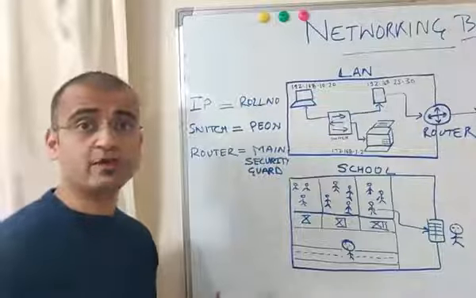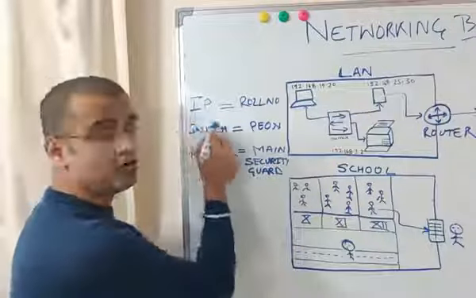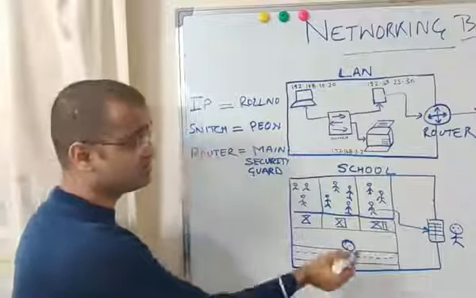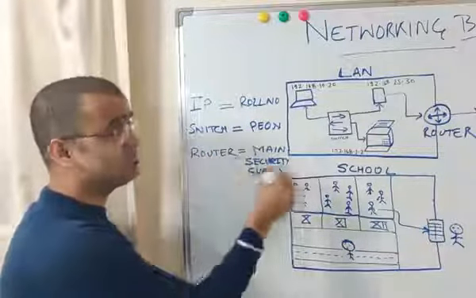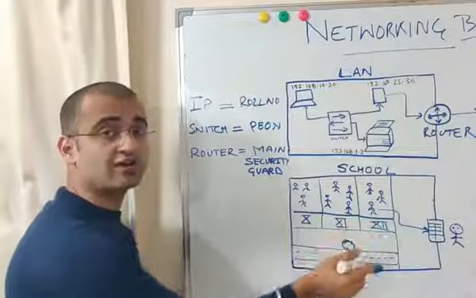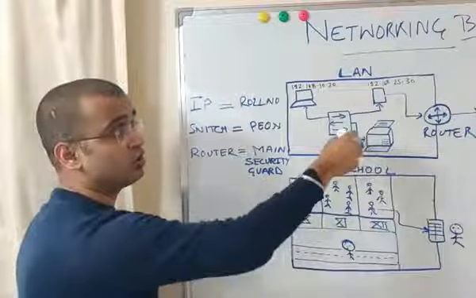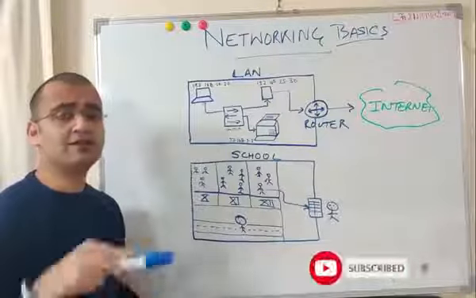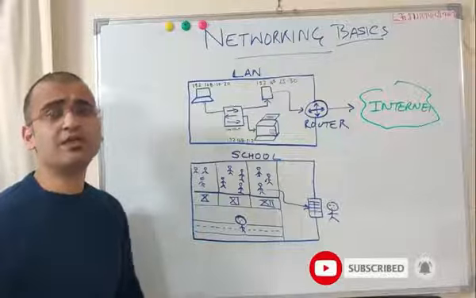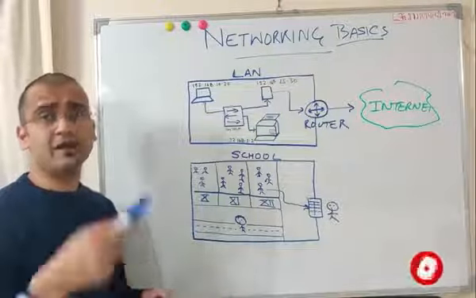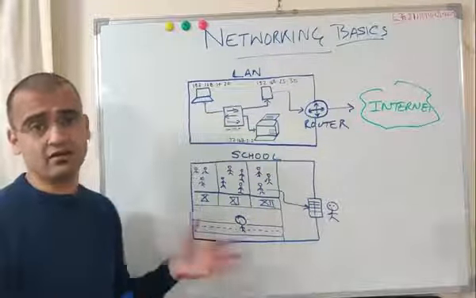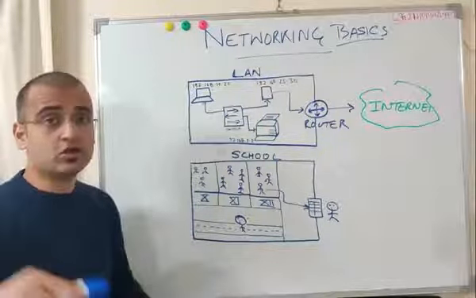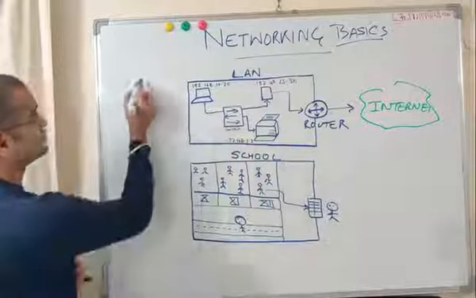So to draw some analogies, the IP of any machine can be the roll number of any student. A switch can be the peon, and a router can be the main security guard which allows you to go outside your school, or go outside the network. But the question arises, how would a machine know whether another machine sits within the local area network or somewhere outside the main local network? How can a machine understand that? That can be done through yet another concept which is called a subnet.